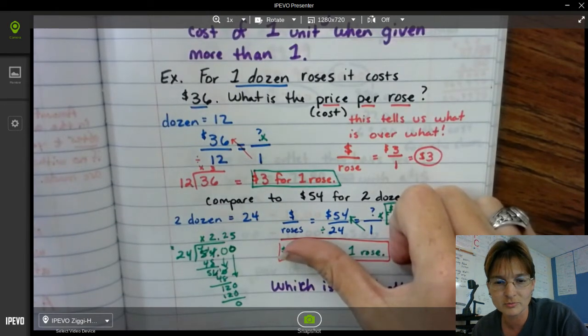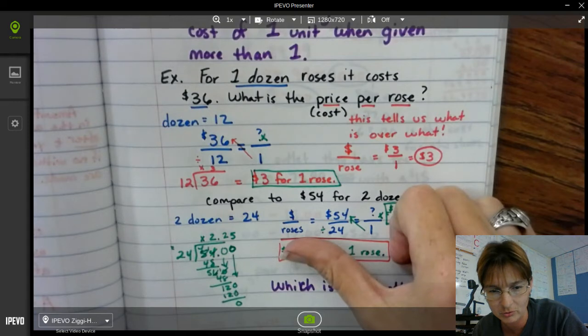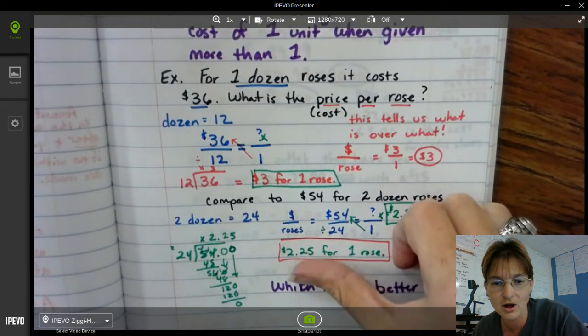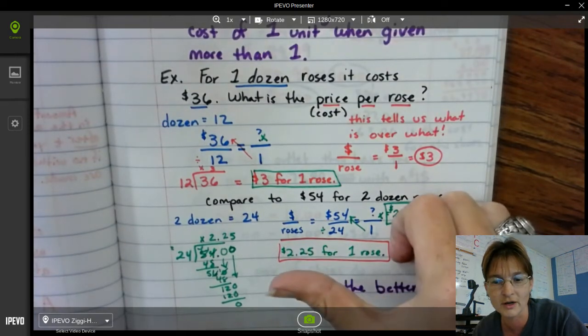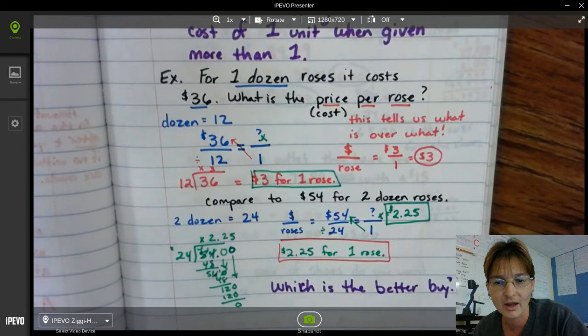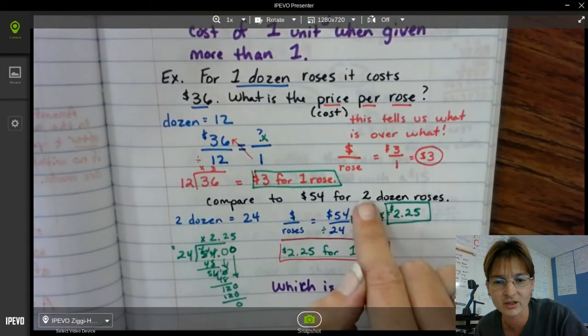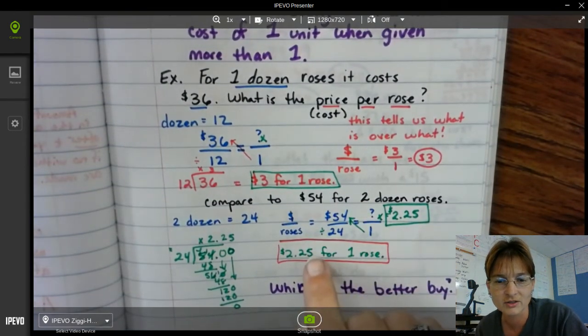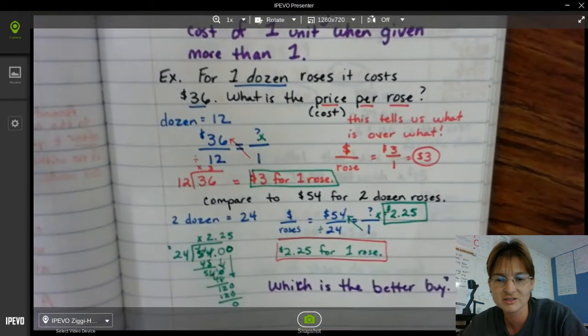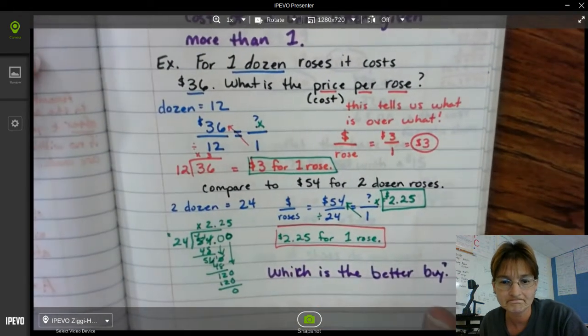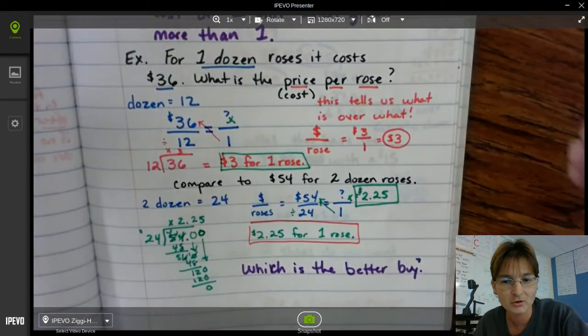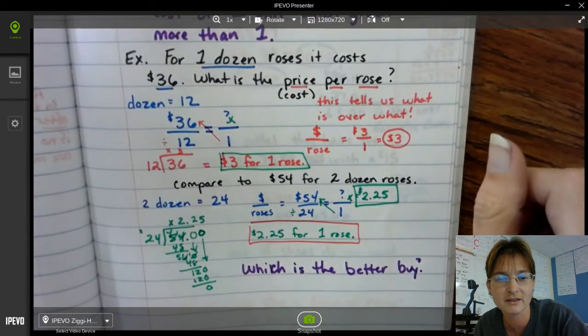So when you do your cross multiplication and divide by the third number, or you take 54 and you divide it by 24, you get $2.25 for one rose. Okay, so for one rose, for this other store is going to be $2.25. So which is the better buy? You make that decision. We'll talk about it when we get into class.